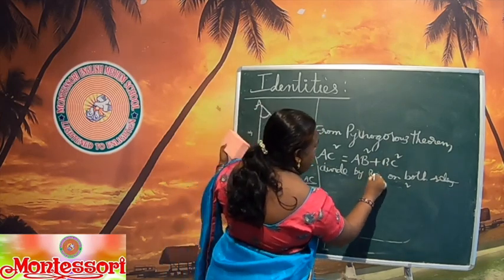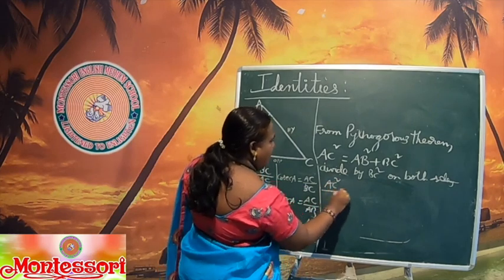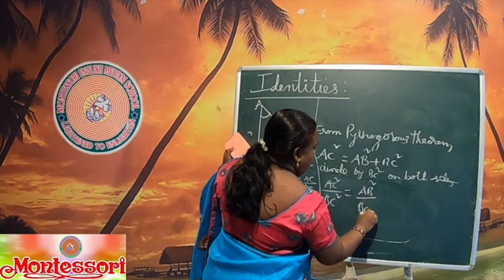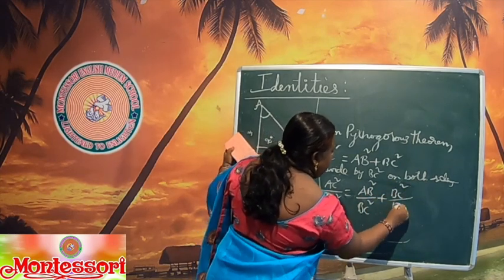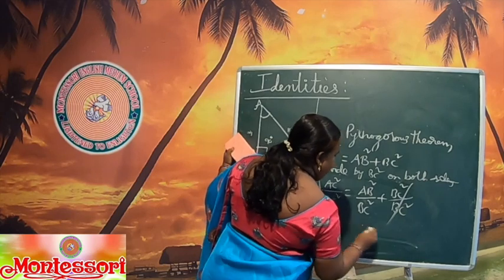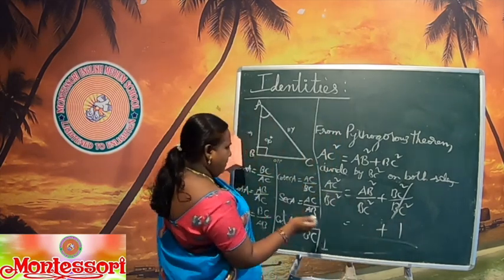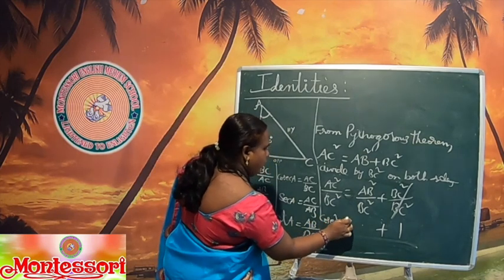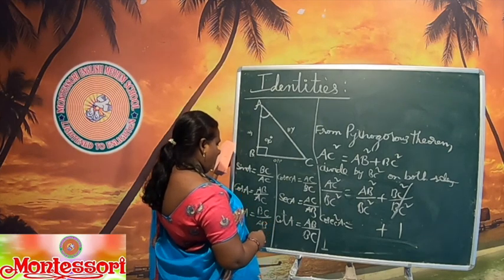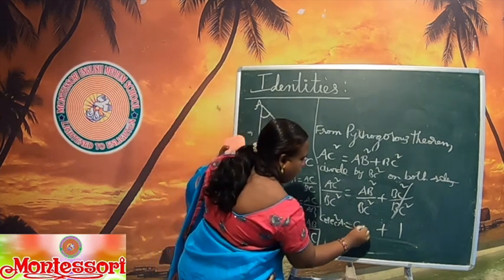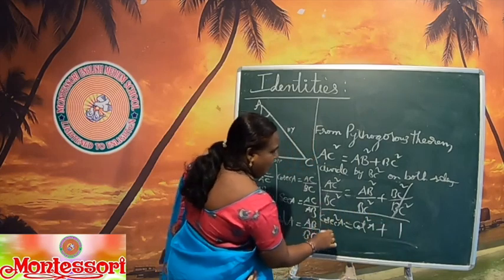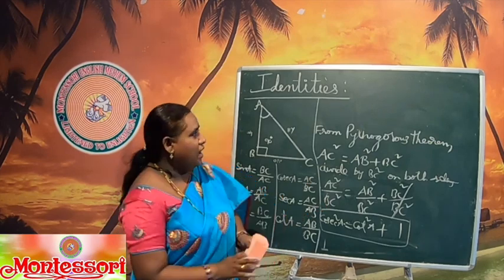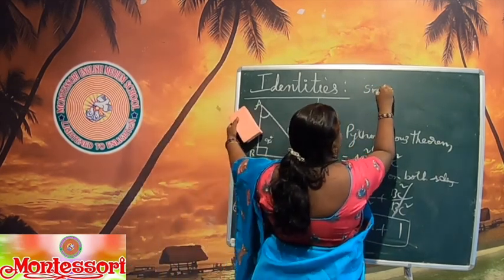Divide by BC square on both sides. Now what happens? AC square by BC square is equal to AB square by BC square plus BC square by BC square, and this gives the value 1. Now see, AC by BC squared is cosec square A. What is AB by BC? AB by BC is cot. So cot square A. Now this is one more identity, that is cosecant square A is equal to cot square A plus 1.